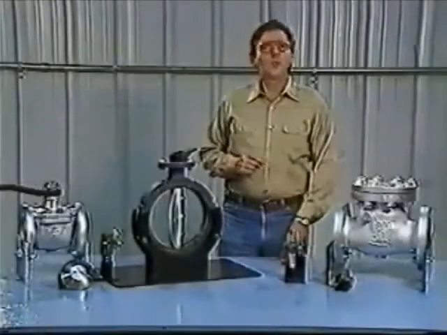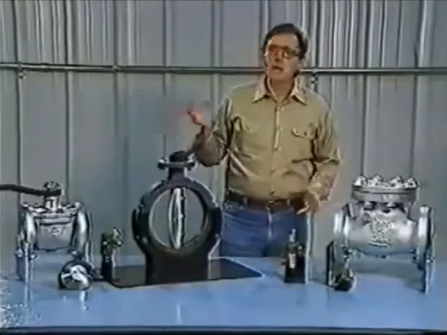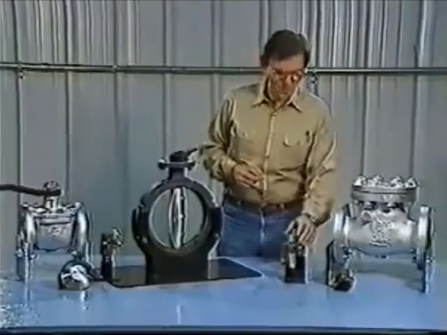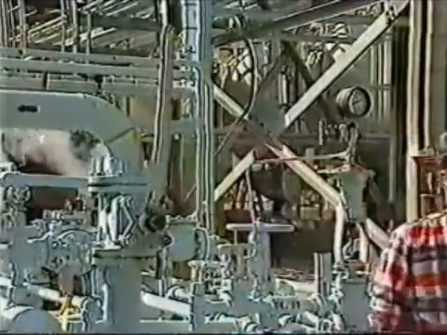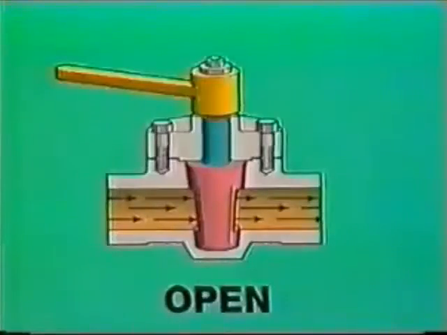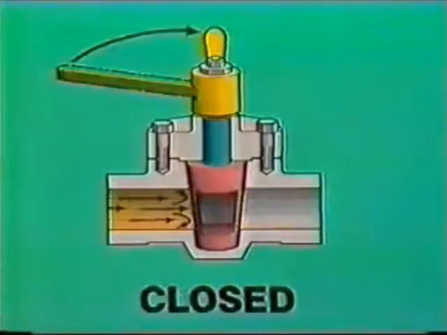In this section, we will look at some other valves commonly used in industry. One of these is the plug valve. The plug valve uses a handle to regulate flow. When the valve is open, fluid passes through an opening in the plug. A quarter turn of the handle rotates the plug 90 degrees and closes the valve.